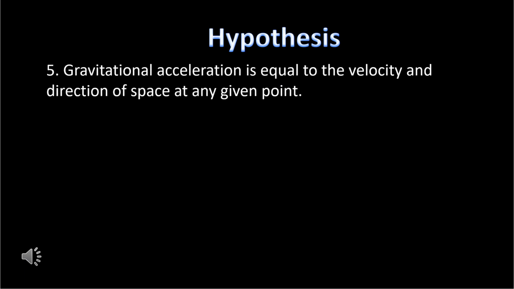This leads us to hypothesis 5. Gravitational acceleration is equal to the velocity and direction of space at any given point. And I'm going to use this hypothesis to formulate our mathematical equations to help us test against real-world data.